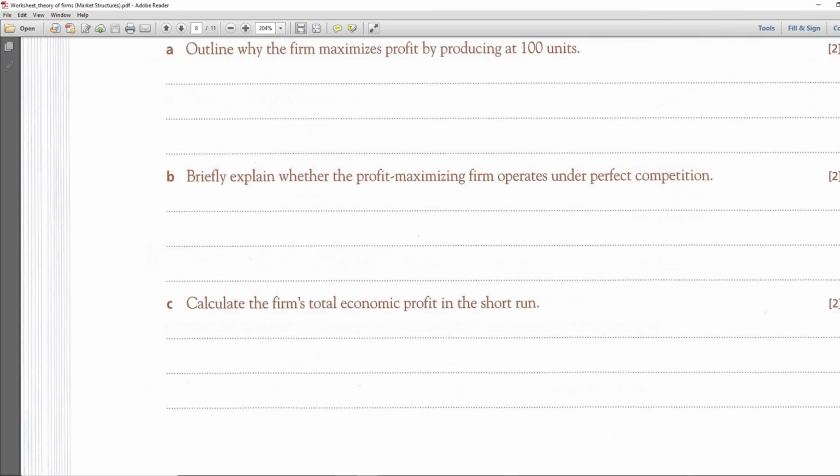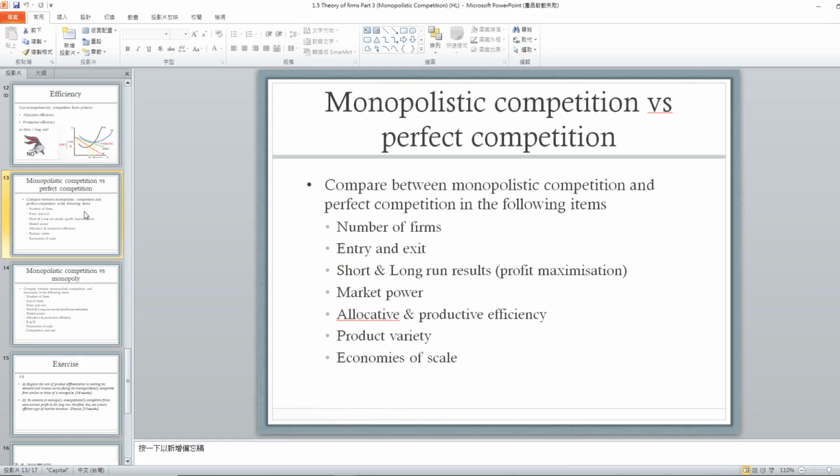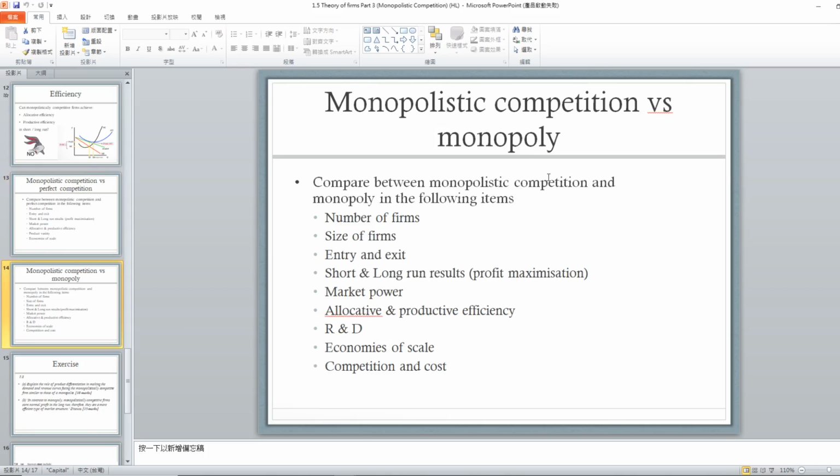Last week we still had something left from monopolistic competition, so let us just finish this first. Very quickly, can you just tell me the answers? At the end of the last lesson, we compared monopolistic competition to perfect competition using many factors. Of course, because we also learned monopoly, we also want to compare monopoly to monopolistic competition. Using the factors provided here, can you show me the answers?